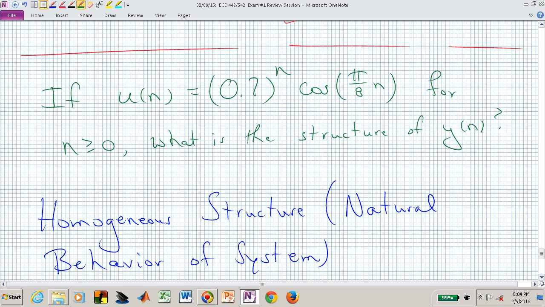decaying, isn't it? Because I have an r that's less than 1, and that's getting collapsed, and I have a particular frequency, pi over 8. So do you see this exponentially decaying cosine waveform that's being applied to the system? What's going to happen in your system? What are you going to see if you force it with this kind of excitation?